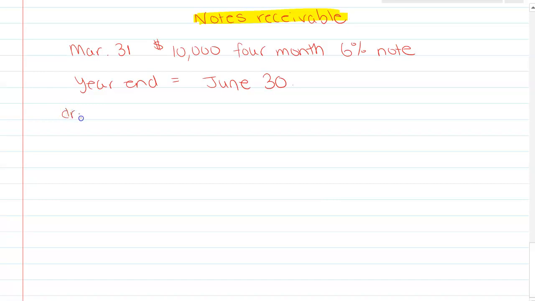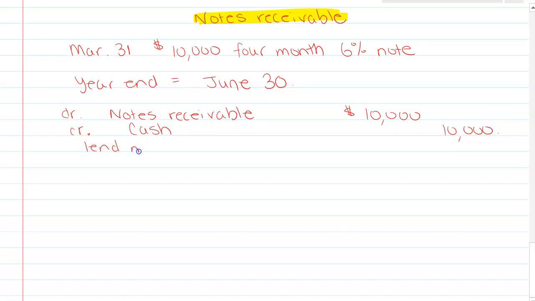The first method would be if we as the company lent somebody or another company money. And so in that case, we would record notes receivable for $10,000, and then we would credit cash for $10,000. And I'll just say lend money.